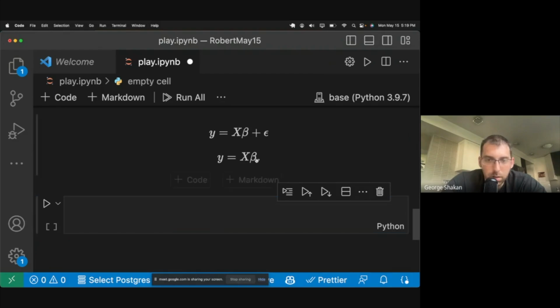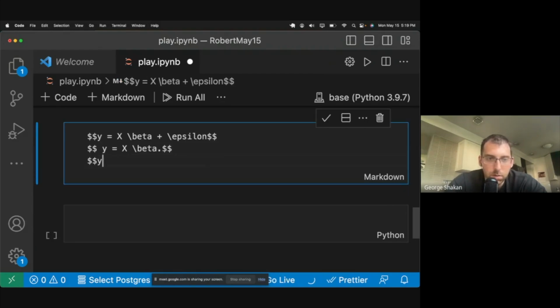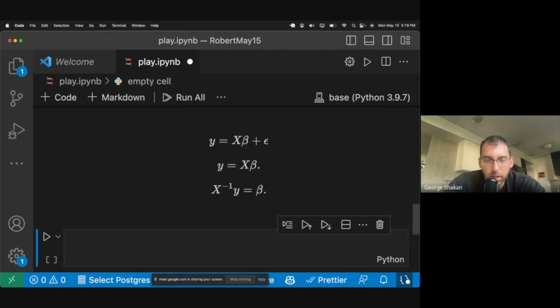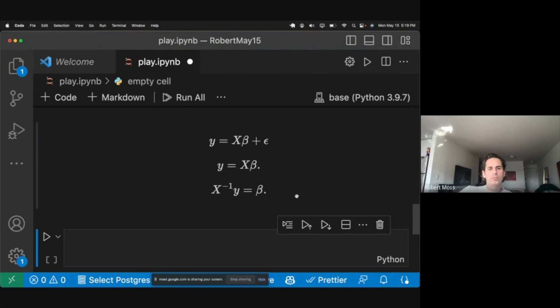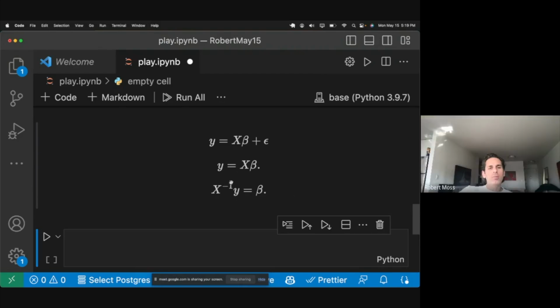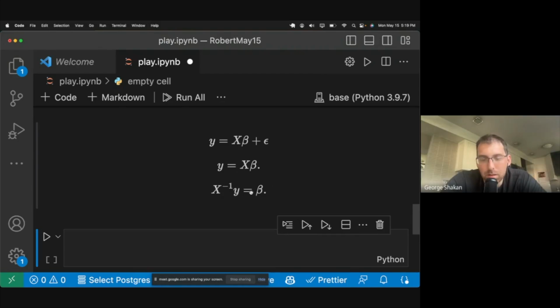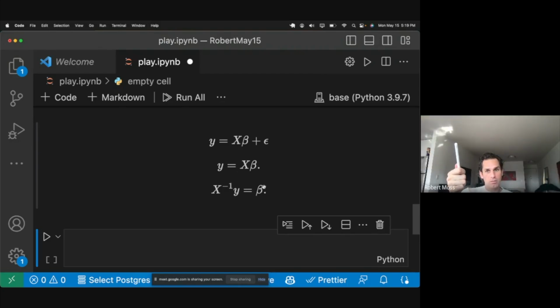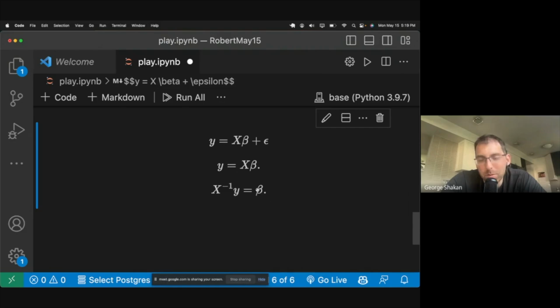What you would think to try, or what I would first try, is just to do x inverse y. This isn't right, but I want to at least show it. Why can't we just do this? We can invert a matrix sometimes, right? Why can't we in this situation?